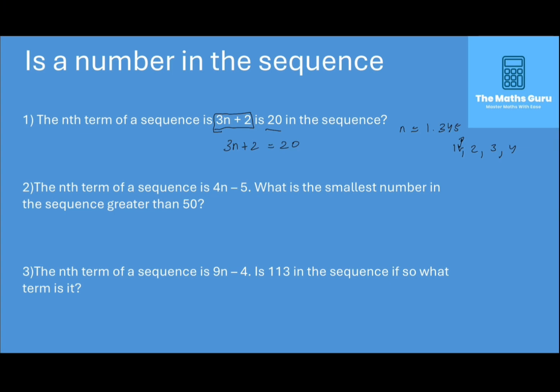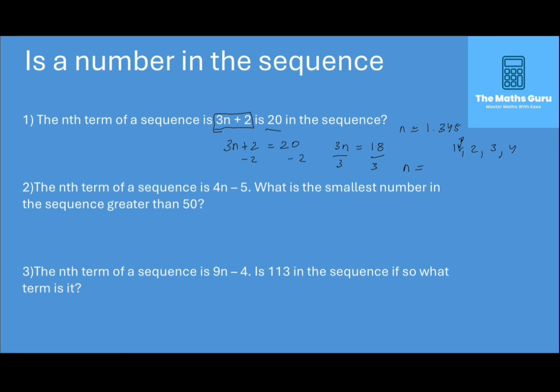So we do this, minus 2 from both sides to get the numbers on the same side. So 3n is equal to 18. And then we divide both sides by 3 to get our value for n. So n is equal to 6 in this case.